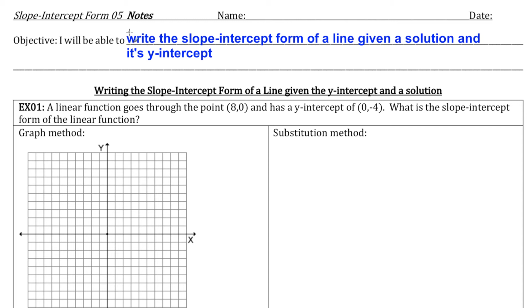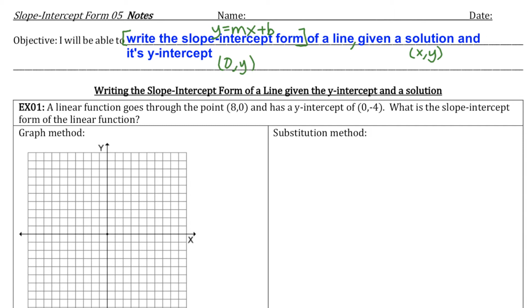All right, so in this lesson, we are going to write the slope-intercept form. So we are going to write y equals mx plus b of a line given a solution and its y-intercept. Remember, the y-intercept is 0, comma something, right?